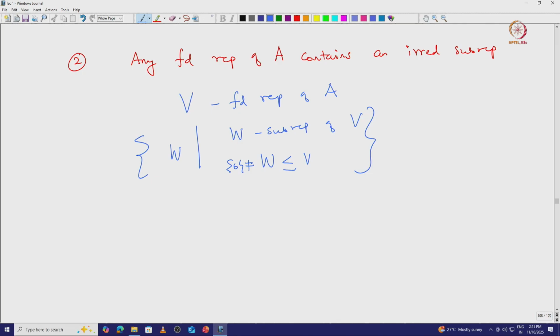If V is 0, then there is nothing to prove, but V is non-zero. So, assume that V is non-zero, then consider this collection. Let us call it script A. Now we can look at all possible dimensions of W, and choose the minimum dimension among these. So, choose W in script A such that the dimension of W is the minimum possible.